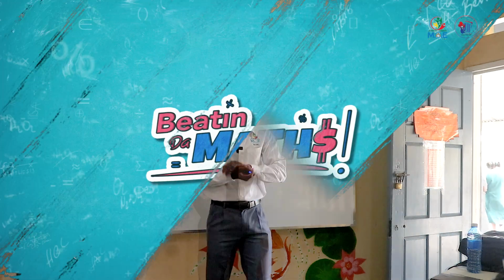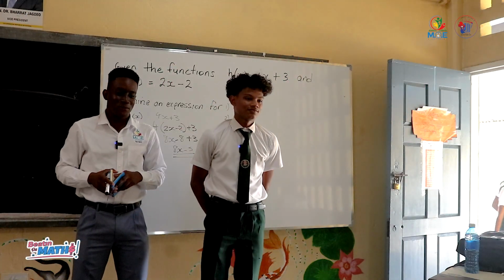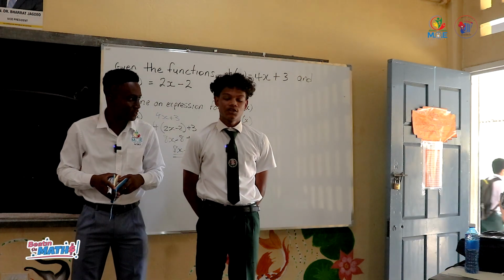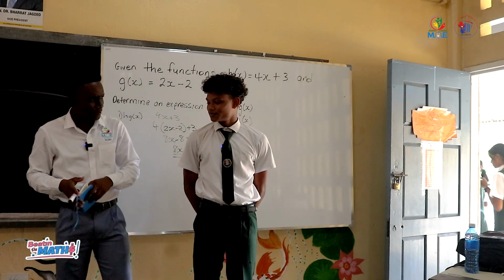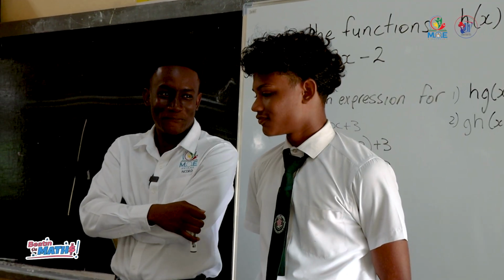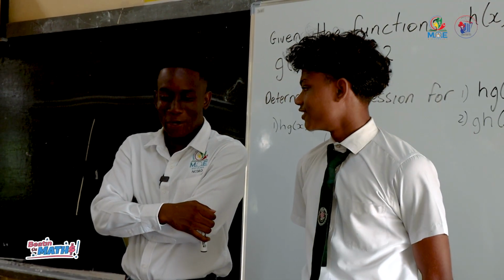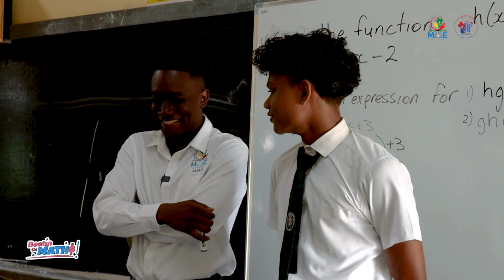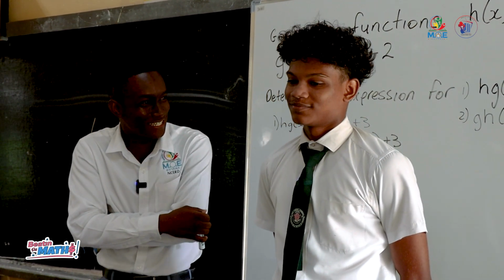So well done. We have our next guest with us today. What's your name? My name is Utan Henry. Utan Henry. Utan, your first question: you just beat the maths or the maths beat you? I beat the maths. How bad? Real bad. Alright, let's put that to the test.